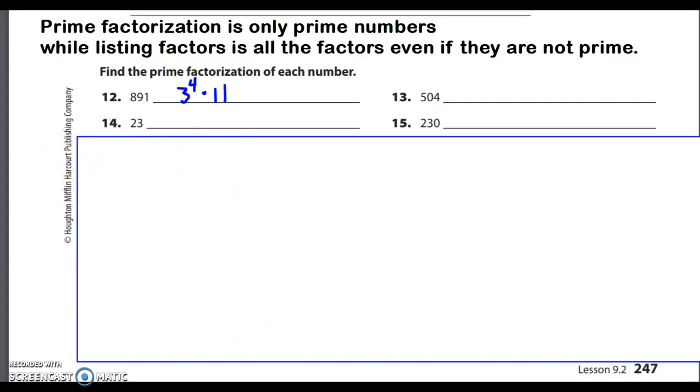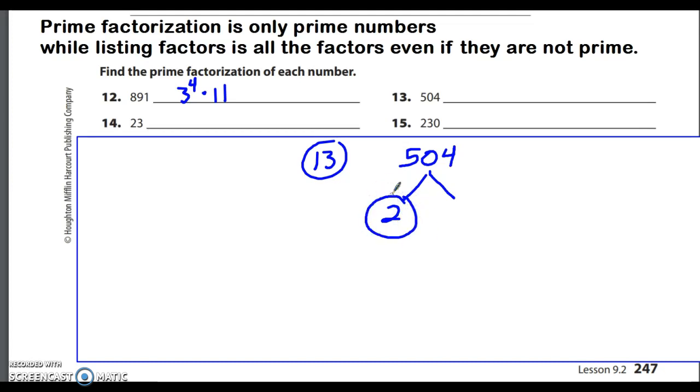I'm on number 13. And I guess I'll do a factor tree for this one just because it's different. If you like the ladder diagram, that's fine with me. One thing I like about this problem is I know that 504 is divisible by 2. I like dividing by 2 because it's easy.